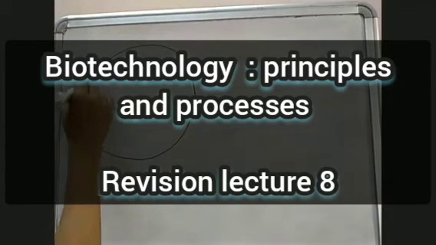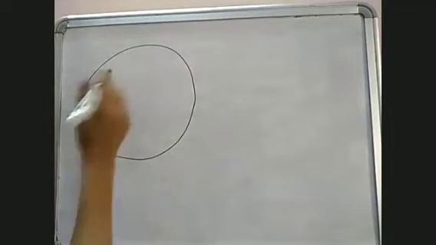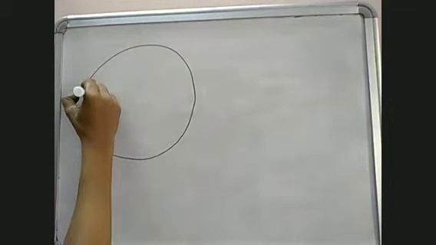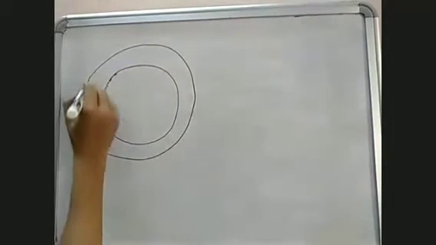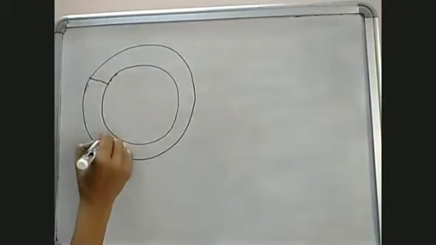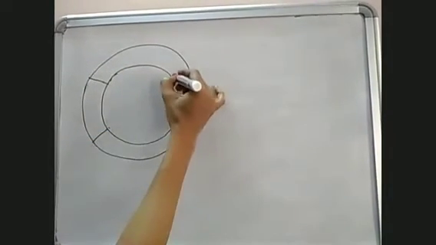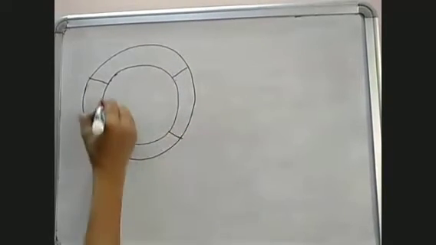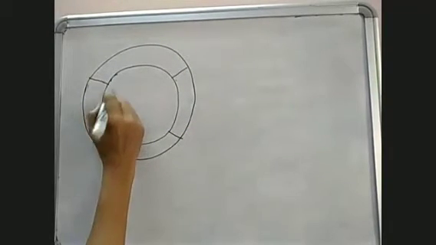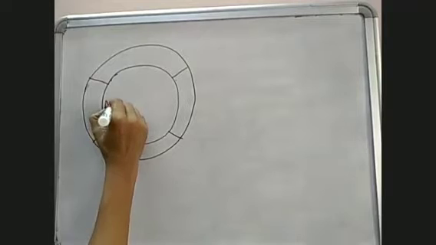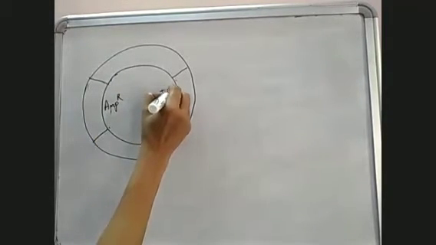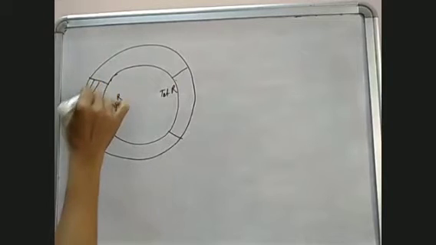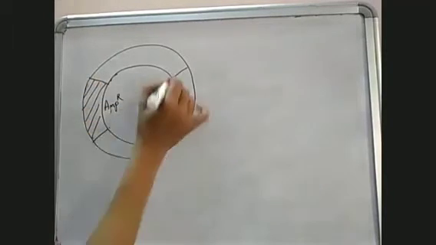Antibiotic resistance gene. So here this is the plasmid, and this plasmid has the antibiotic resistance here and antibiotic resistance here. So this is ampicillin resistance, and this is tetracycline resistance. So we have both the genes for ampicillin resistance and for tetracycline resistance.